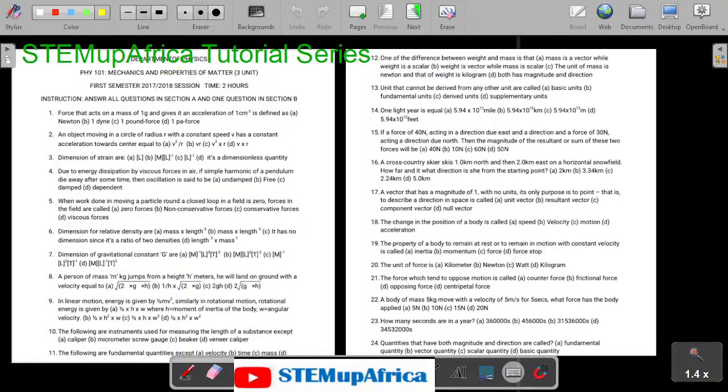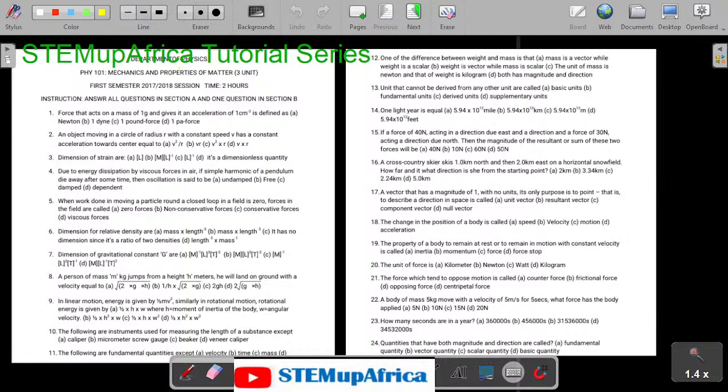So let's see what the question says. Question 1: a force that acts on a mass of 1 gram gives an acceleration of 1 centimeter. There's a typing error there; it ought to be centimeter per second square, not centimeter minus 2. It is defined as what? This question is all about SI units and the concept of force.